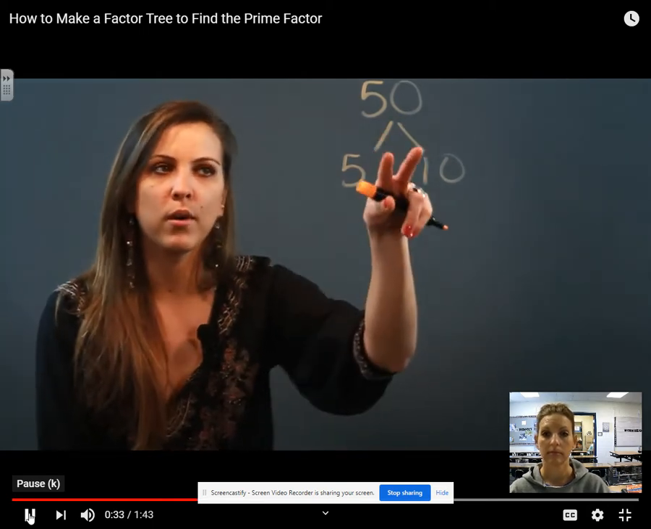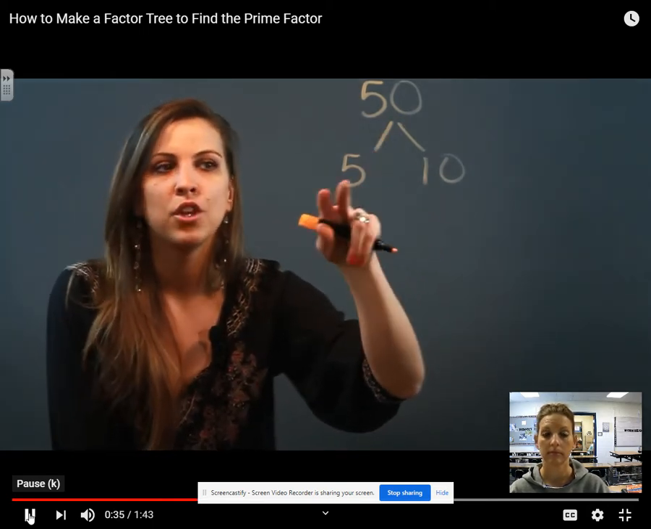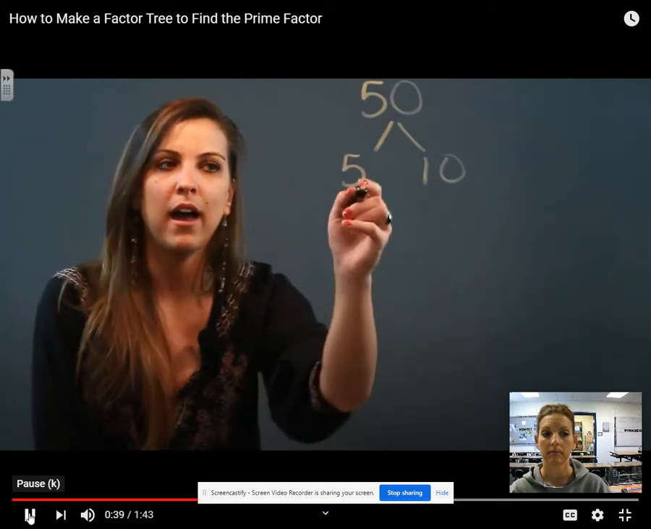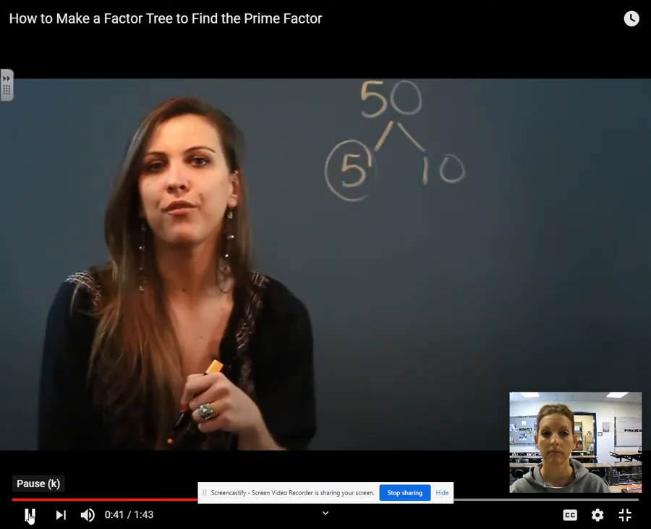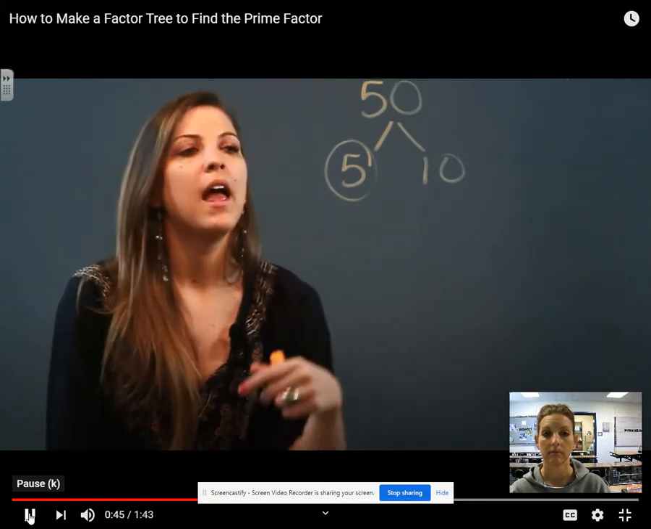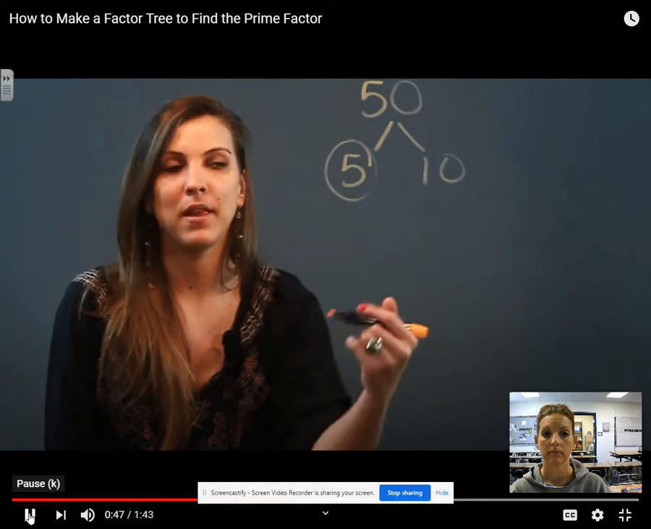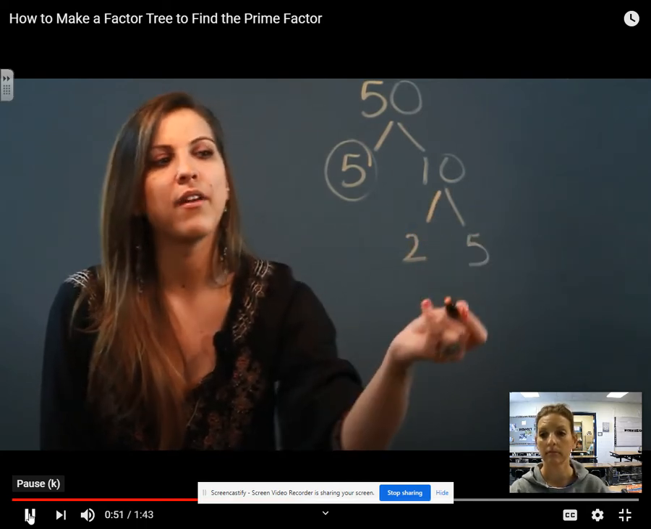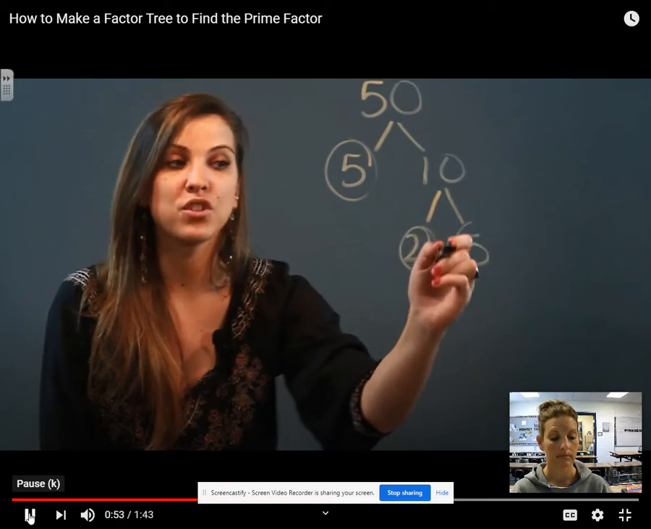Now, once you've broken the 50 up into two factors, you're looking for prime numbers. So if you see a number that is prime, like 5, you're going to circle it. And we know 5 is prime because it only has two factors, 1 and 5 itself. And now we're going to move on to the number 10 and split that into two factors. And the numbers I think of are 2 and 5. Now, 2 is prime, and so is 5.